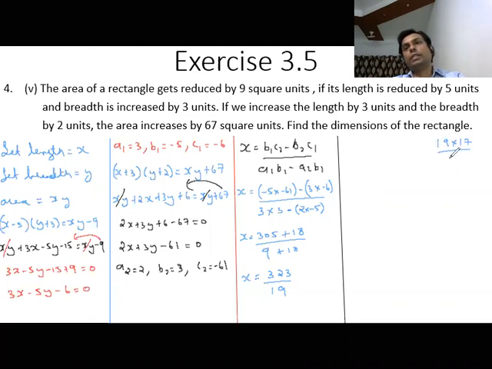7 into 9, 63. 7 ones are 7. 13 into 9 ones are 9, 9 ones are 1. So 3. 9 plus 3, 22. 1, 2, 3, 323, which means it will go 17 times. X is equal to 17. I got X, very simple. Just multiply 19 into 17.